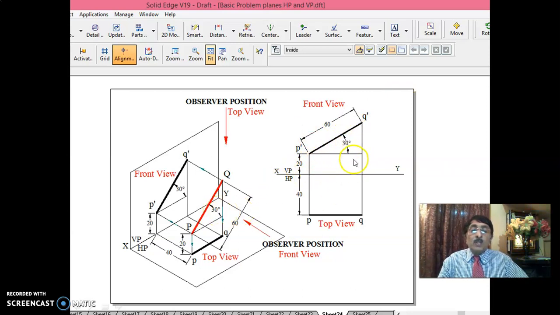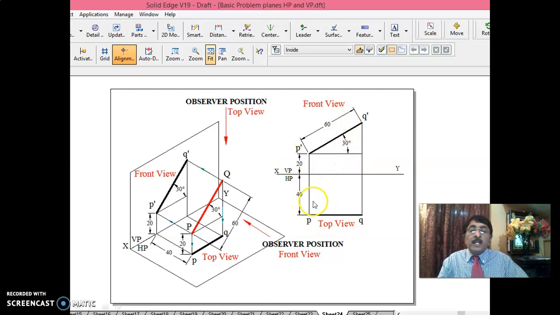Once you draw, the corresponding top view is a reduced length. You don't know this length. It depends on the inclination. If 30 degrees becomes 40 degrees, this top view length goes on reducing. If 40 becomes 50, it still reduces. Did you follow? In that way, the top view length depends on the line's inclination to HP.